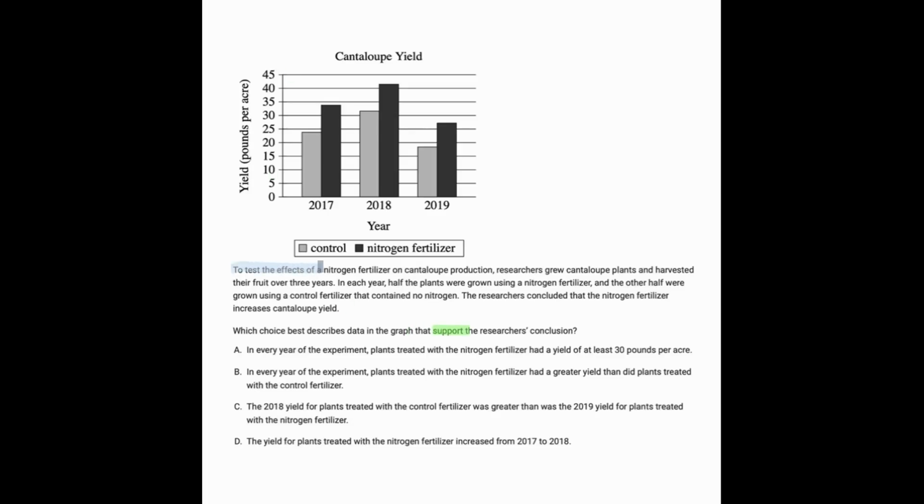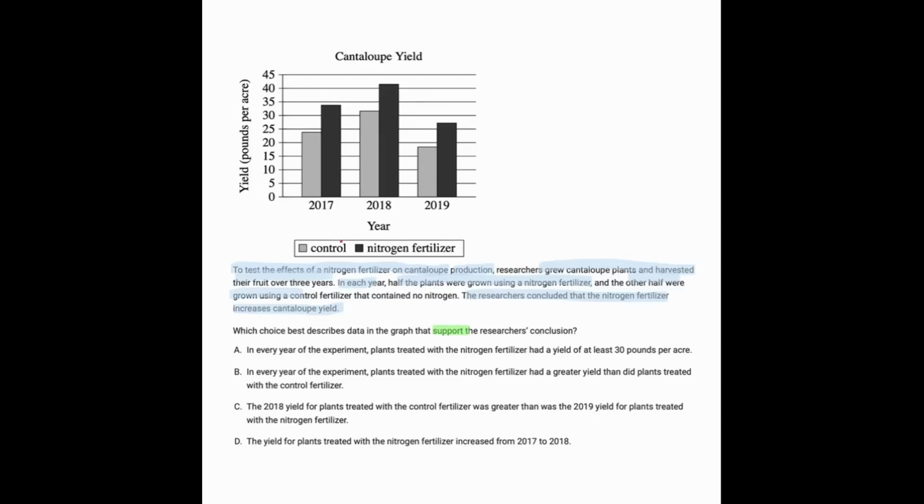To test the effects of a nitrogen fertilizer on cantaloupe production, they grew cantaloupe plants and harvested their fruit over 3 years. Each year, half the plants were grown using nitrogen fertilizer, the other half were grown using a control. The researchers concluded that the nitrogen fertilizer increases cantaloupe yield. So we're looking to find out about how the nitrogen fertilizer increases cantaloupe yield.